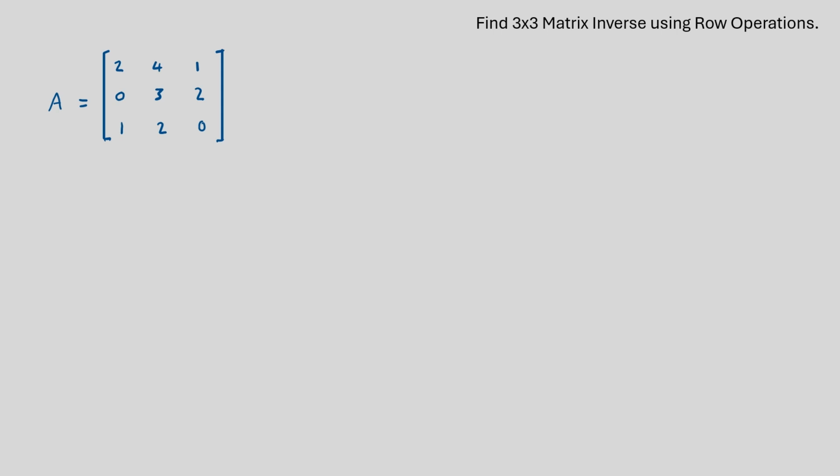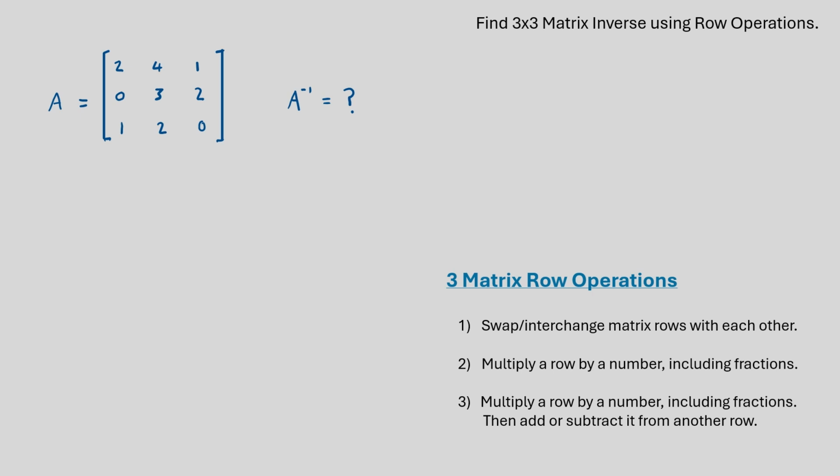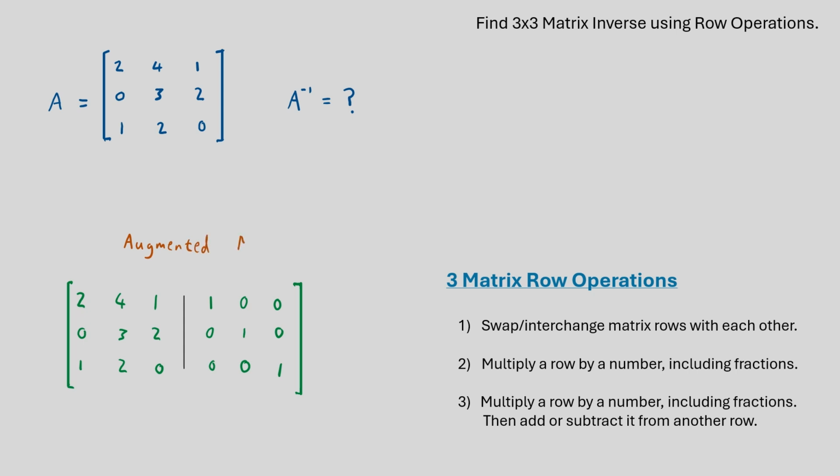So we have a 3 by 3 matrix, and we want to find the inverse of this matrix. We can do this by using matrix row operations. What we do is to firstly set up what is called an augmented matrix, which is basically two matrices inside one.